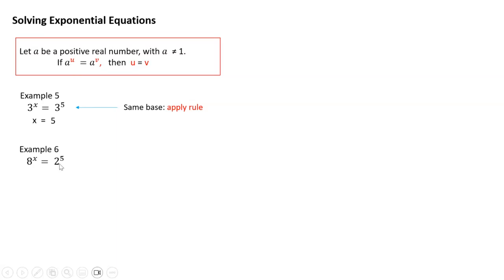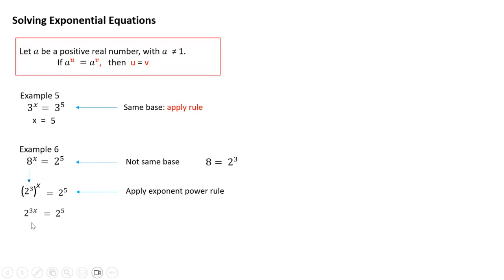If you notice, example 6, they're not the same bases. So my lowest base here is going to be 2, because we know that 8 is equal to 2 cubed, and we're trying to make it with base 2. So then I'm going to substitute 2 cubed where the 8 is. The other side is 2 to the first power. They're not the same base, so we have to apply here the exponent power rule. When you have a base raised to a power raised to another power, you multiply the powers.